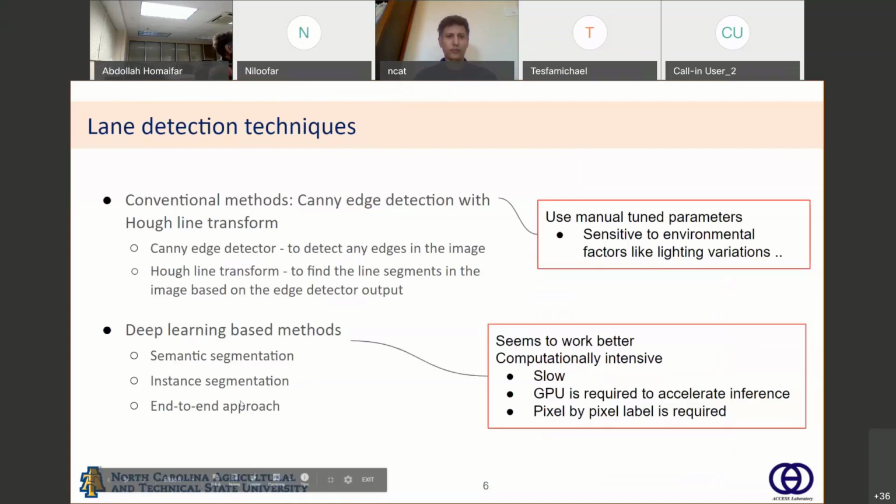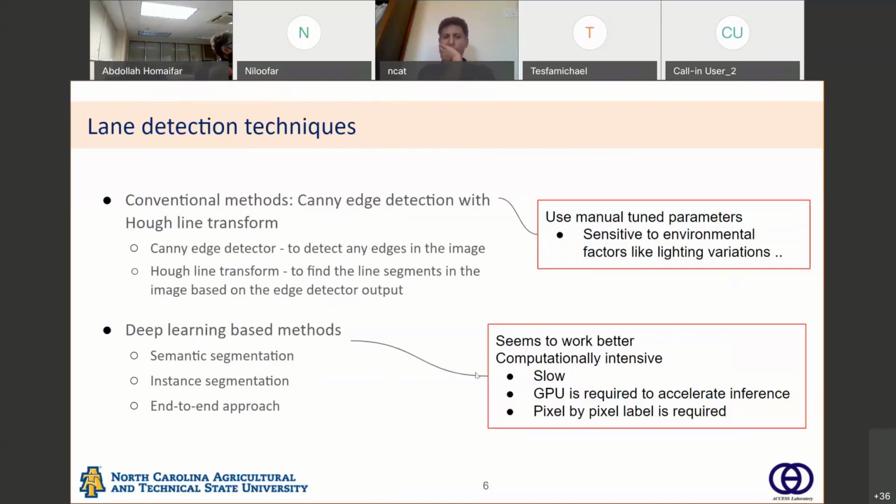Now, the issue with these conventional methods is that algorithms are developed based on manually tuned parameters, for example thresholds. Because of that, when the lighting changes or because of some other environmental factors, the thresholds or some of the parameter values will simply not work well. So it has those issues, and it is less robust.